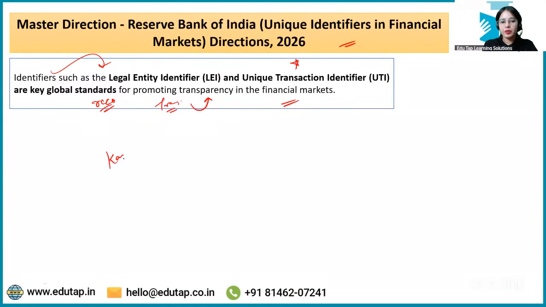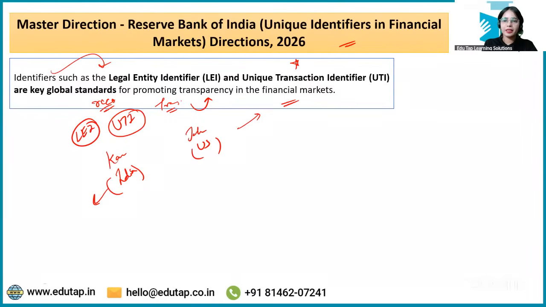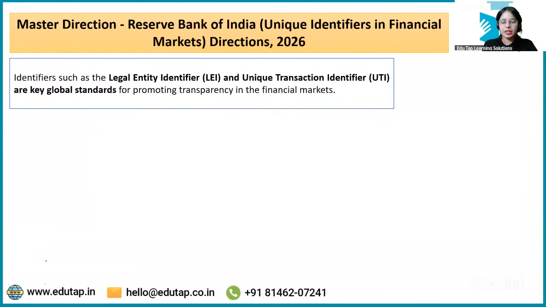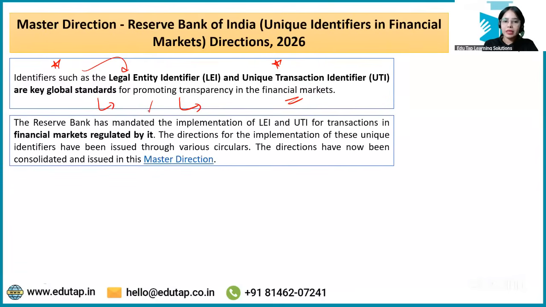So if a transaction is happening between Kavya of India and John of US, how will the regulators in India and the US be aware of these kinds of transactions? The legal entity identifier, or the unique transaction identifier, can help in identifying the transactions. This we will understand better in the coming slides. These identifiers are key global standards for promoting transparency in the financial markets.